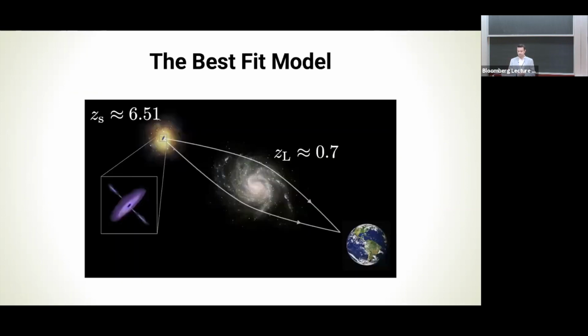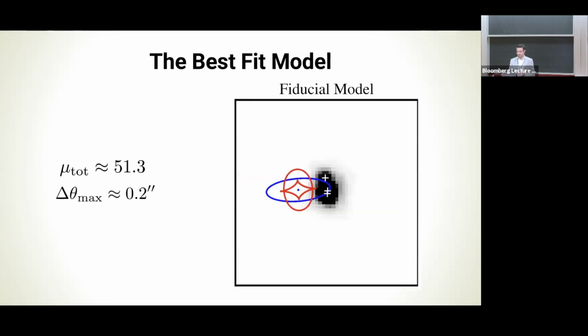And the best fit model that was done by other people in the collaboration calls for a redshift of the source, so the quasar, a redshift 6.5, a redshift of the lensing galaxy much closer to us, a redshift 0.7, and this galaxy is also very small. It's a 10⁹ solar masses galaxy. So this was the lowest mass galaxy acting as a lens for a quasar that was detected so far.